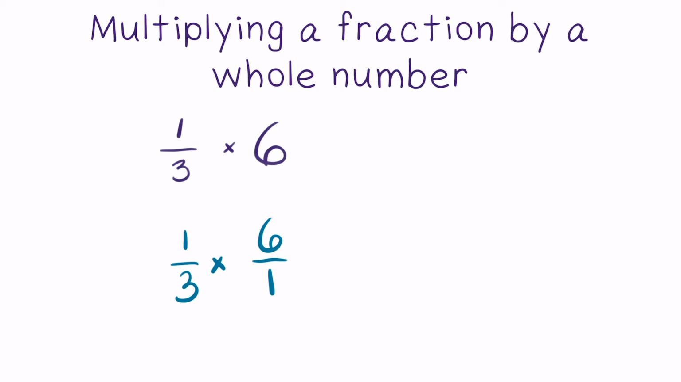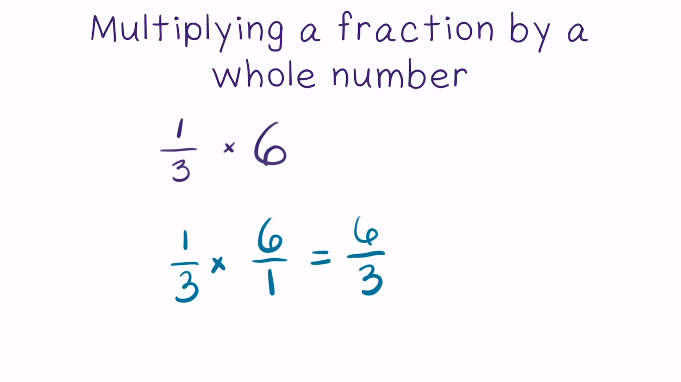Now that both numbers are in fraction form, it's really simple to multiply. You simply start by multiplying the numerators. In this case, 1 times 6 equals 6, and then you multiply the denominators. In this case, 3 times 1 equals 3. So 1/3 times 6 over 1 equals 6/3. It's the same thing as 1/3 times 6 equals 6/3.